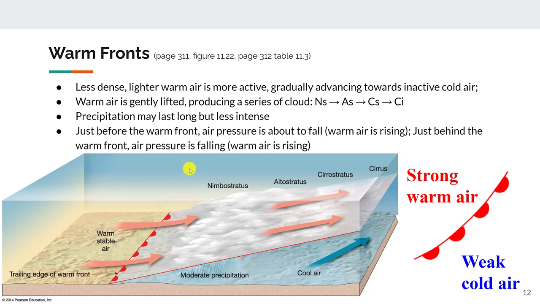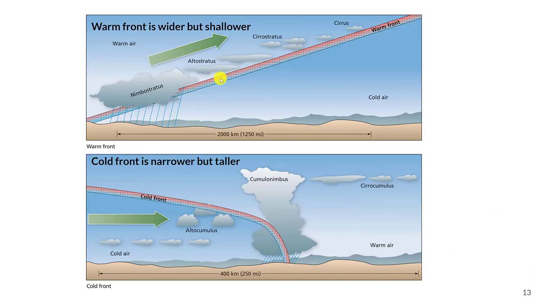As opposed to cold front, the precipitation may last long, but it is less intense, because they are just gradually rising up. And you can see the symbol is semicircles, not triangles. Strong warm air pushes against the weak cold air, moving in this direction. All right, I just want to compare those two types of fronts side by side. On top, this is the warm front. It's wider but shallower. Down here, that is your cold front. It's narrow but taller. So that is two types of front.